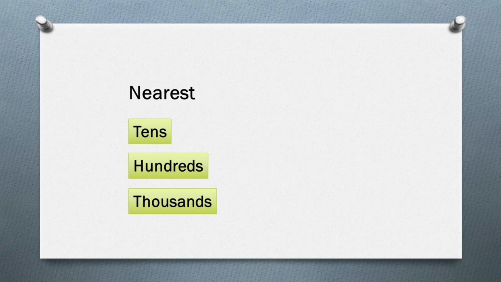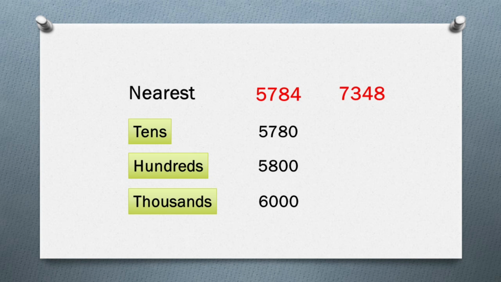Similarly, a number like 5,784 can be rounded off to the nearest tens as 5,780, to the nearest hundreds place as 5,800, and to the nearest thousands place as 6,000. A number like 7,348 can be rounded off to the nearest tens place as 7,350, the nearest hundreds place as 7,400, and to the nearest thousands place as 7,000.